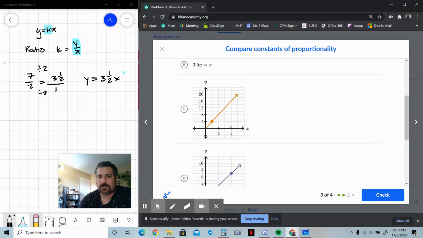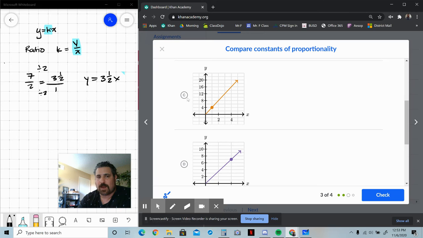So this is not correct. What we're looking for in the graph is a straight line that goes to the origin, which this is. But we want, every time the x is increased by 1, the y is increased by 3 1/2. And it has to include the unit rate as an ordered pair, which is that when x is 1, y is 3 1/2. It looks like this one is when x is 1, y is 4. So that's not going to match up with what we have.